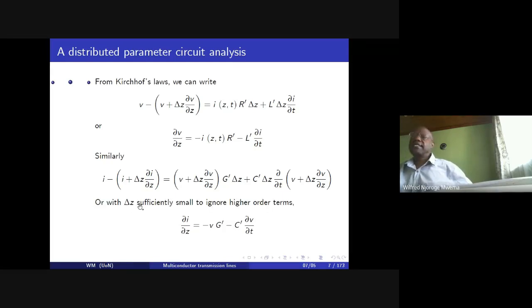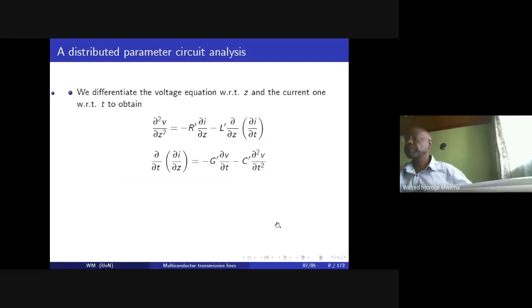Now, since delta z is sufficiently small, that is, we have already assumed that delta z is infinitesimally small, then we can ignore higher-order terms in this expansion, and we just get that dI/dz is given by minus the voltage multiplied by the conductance, minus the capacitance per unit length multiplied by the rate of change of the voltage with respect to time.